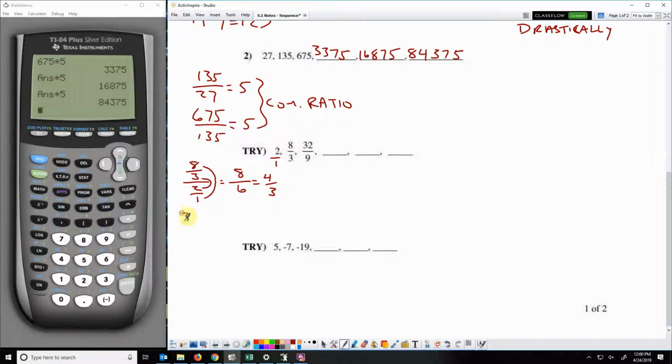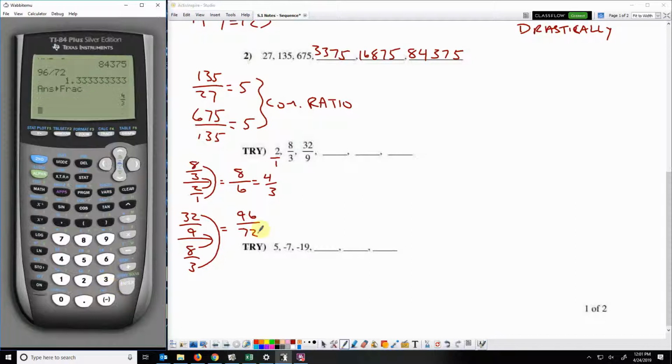And then I can do 32/9 divided by 8/3. 32 times 3 is 96. 9 times 8 is 72. And if I'm not sure how that simplifies, I can divide and then ask for it as a fraction, and it's 4/3. So it looks like I've got a common ratio of 4/3.